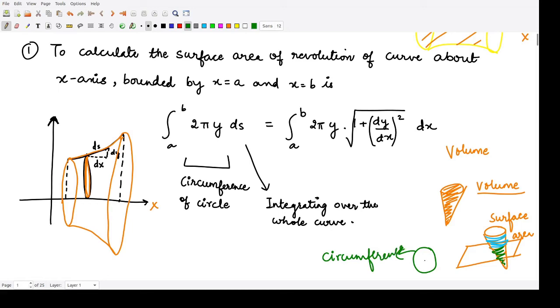So what would be the circumference? If r is the radius of the circle, the circumference would be 2 pi r, right? Now you cut this cone at some distance, say this one, and again you get a circle, and again you calculate its circumference, and so on. You keep doing this, so you have many circles lying on this cone, right? So you can calculate the circumference of all these circles and then add them all. When you add them all, you will get the surface area of this whole curved surface.